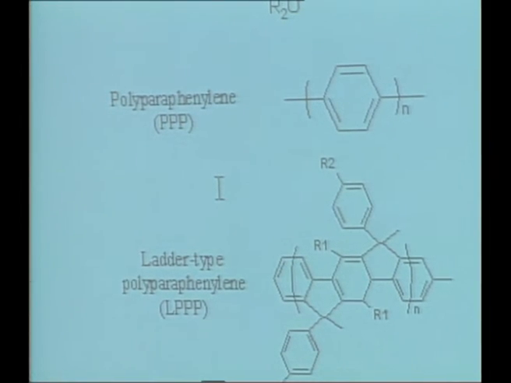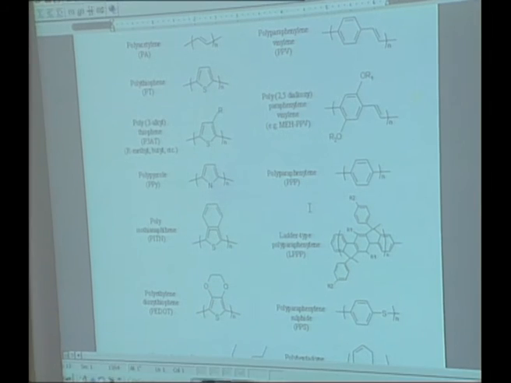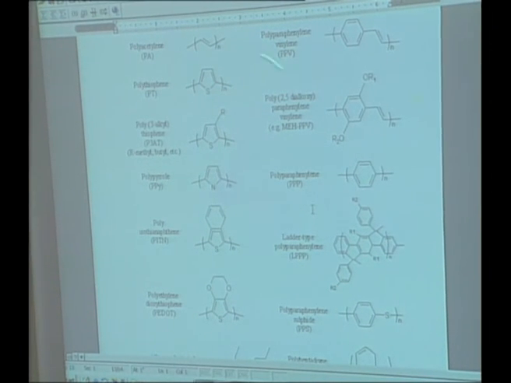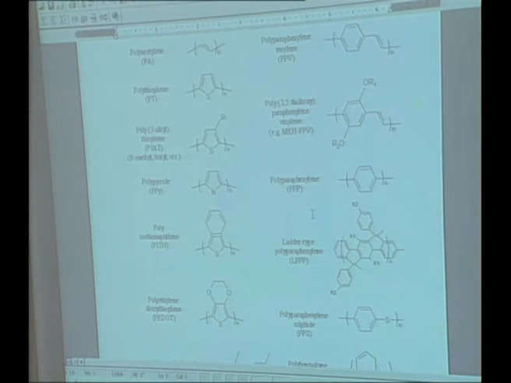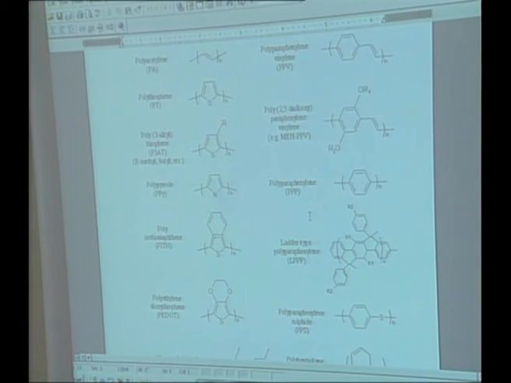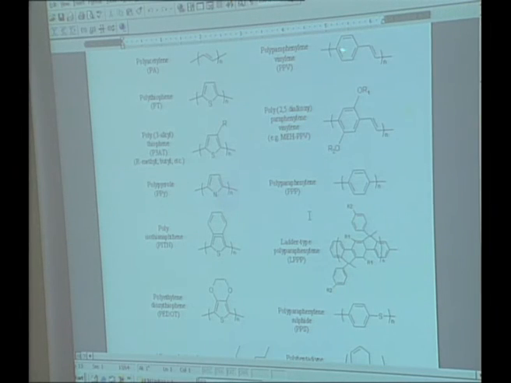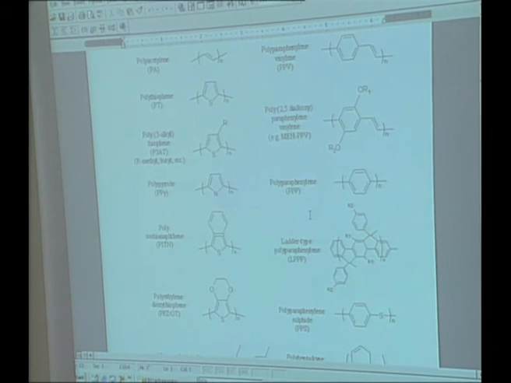And then we can start to play. So we can take polyparaphenylene and polyacetylene and make an alternating copolymer. That's PPV. We can take, it's not shown here, polythiophene and polyacetylene and make a polythienylene vinylene. It's basically this structure, but this is a thiophene unit. Beautiful polymer. Very small band gap.